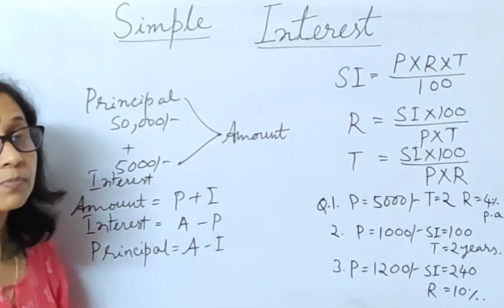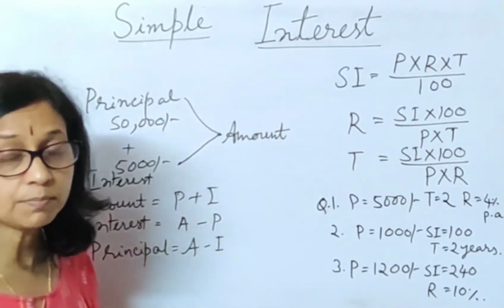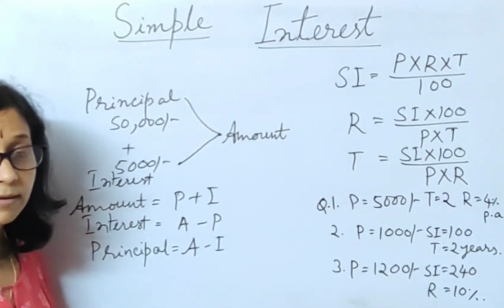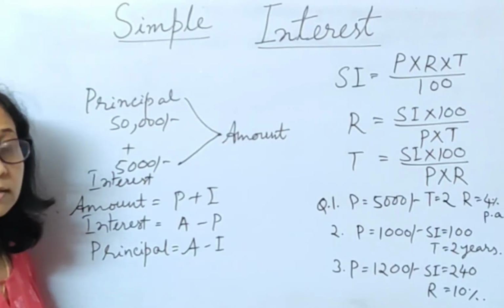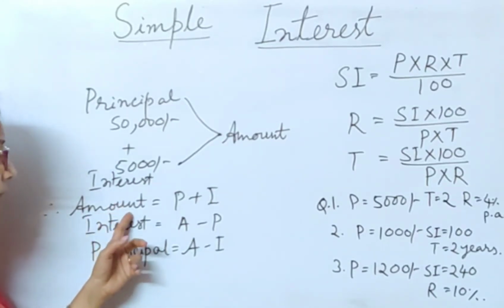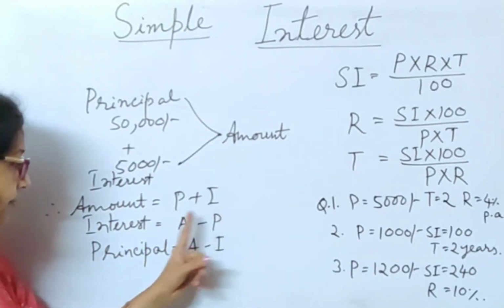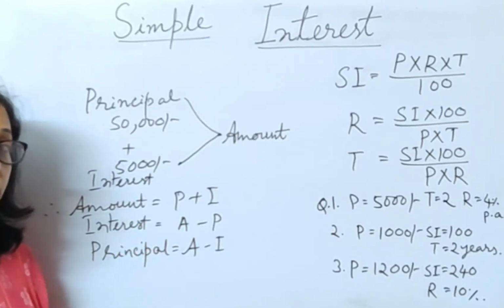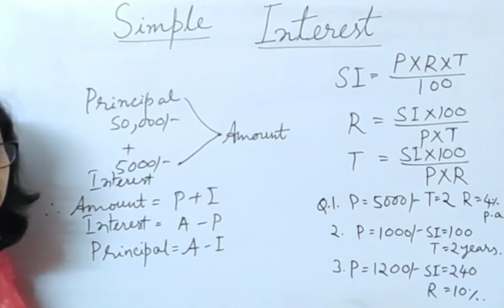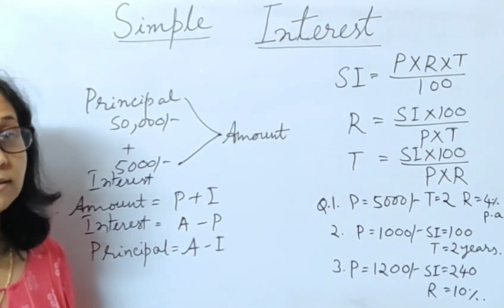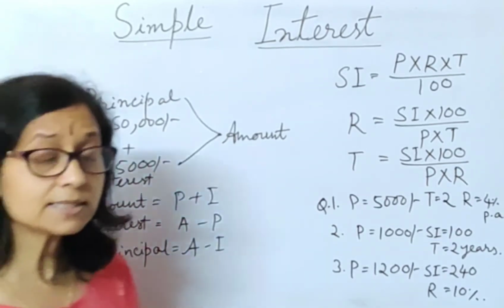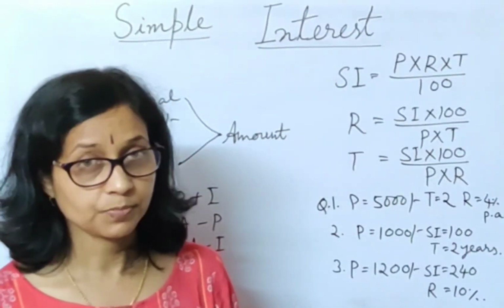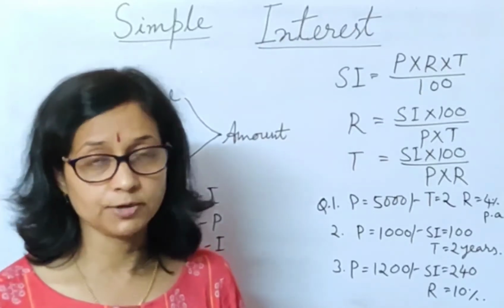So when, after a certain or specific period of time, the entire principal and interest is returned, that is called amount. So amount is principal plus interest. And what is interest? Interest is amount minus principal. And what is principal? The principal is amount minus interest. And interest is paid as a percentage of principal every year, and that is called rate of interest.